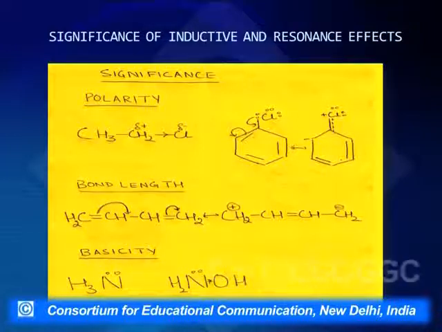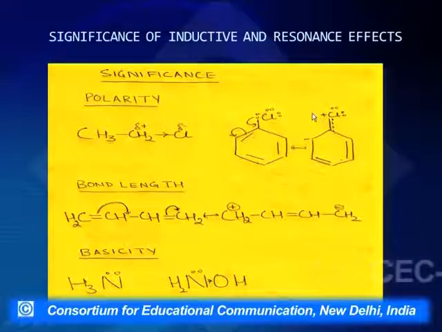That is, alkyl halides are more polar as compared to aryl halides, because here we have only minus I effect, whereas in this case we have plus R effect. As a result of plus R effect, this has a partial double bond character. The electronegativity of halogens, the chlorine, is the same.